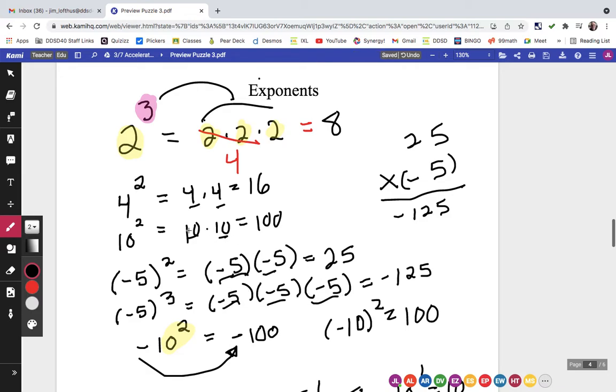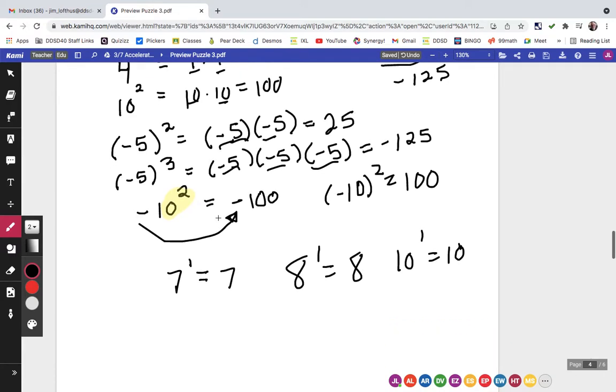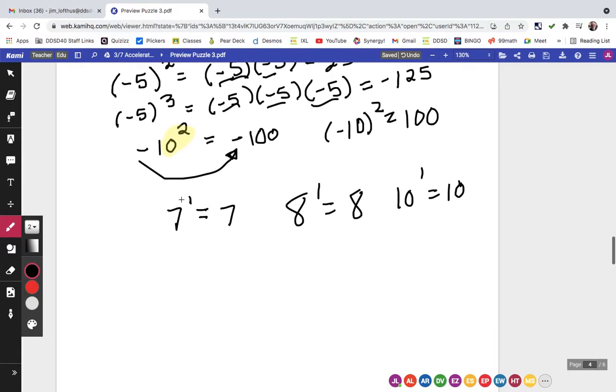Another thing that we talked about in class was the first power. 7 to the first power is 7, 8 to the first power is 8, 10 to the first power is 10. And then the last thing was right here, you see this negative 10. I'll just redo it down here.